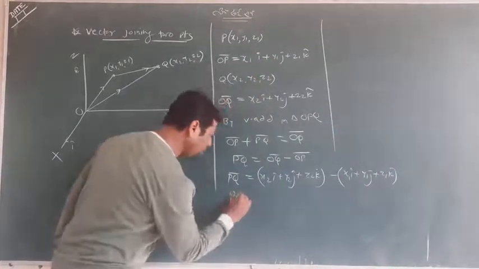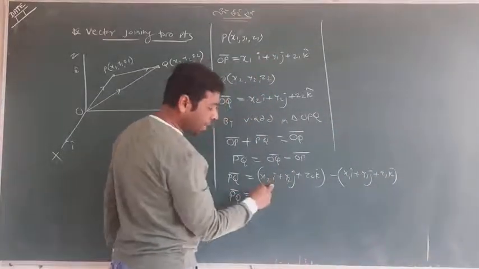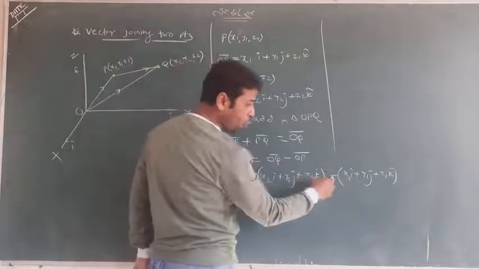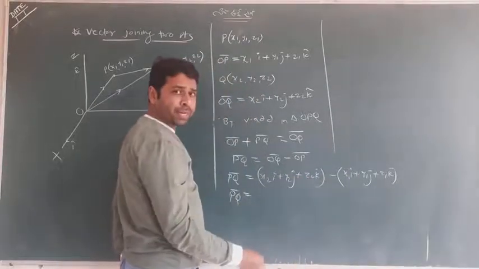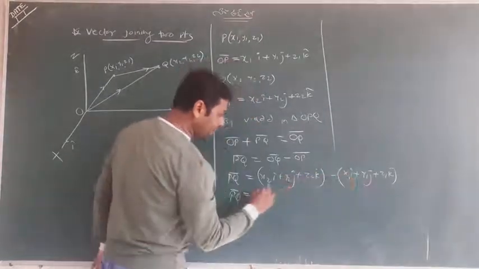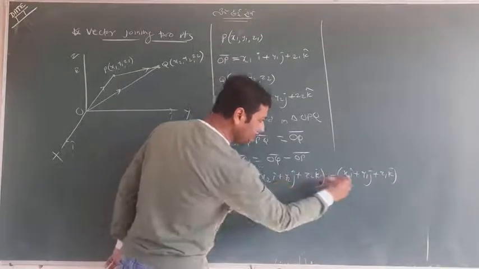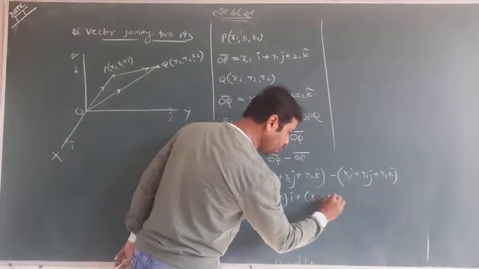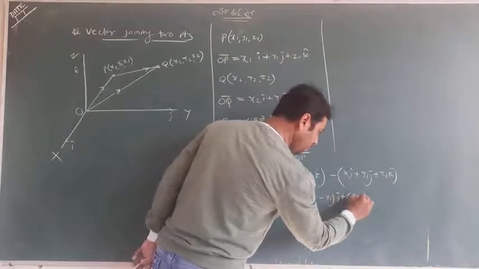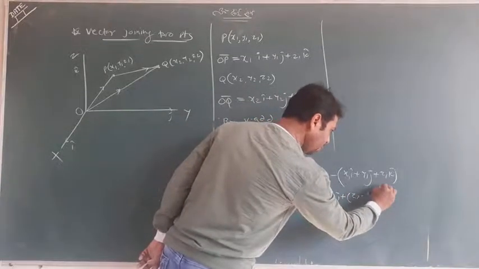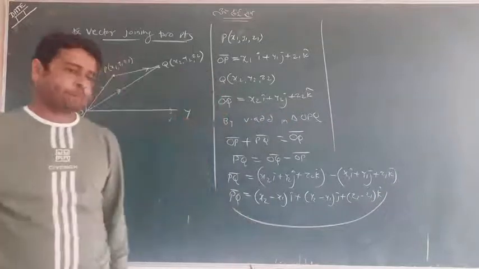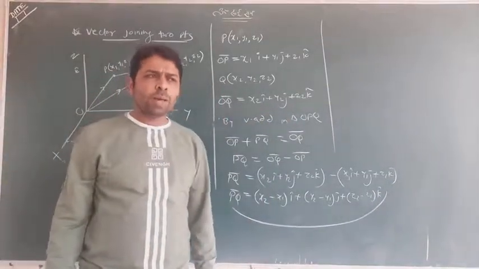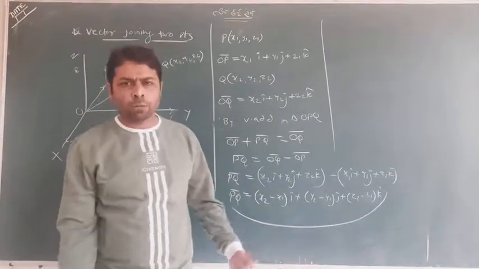Now what can we do? Look at i cap here and i cap here. After opening with a minus sign and the bracket, we have i cap common. What will be there? (x2 minus x1) i cap, (y2 minus y1) j cap, (z2 minus z1) k cap. This is the concept.